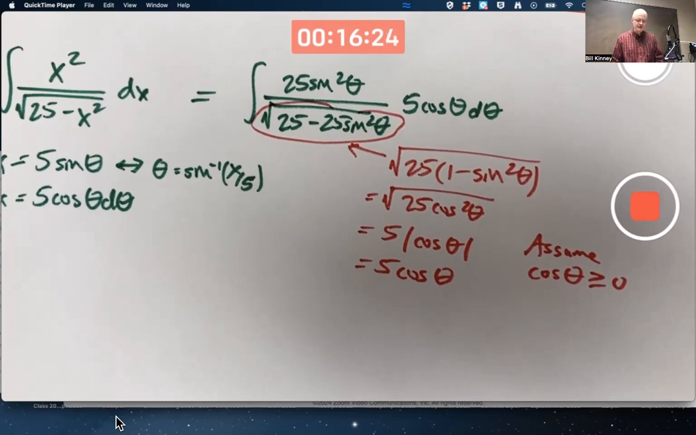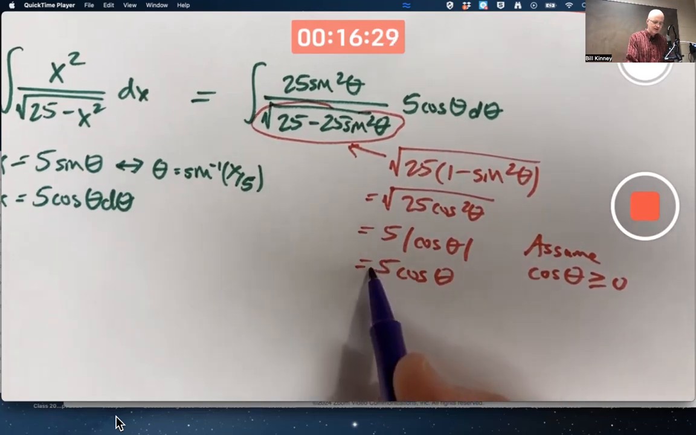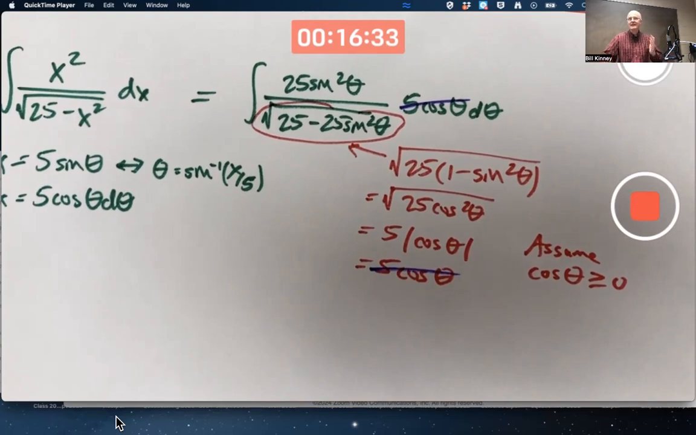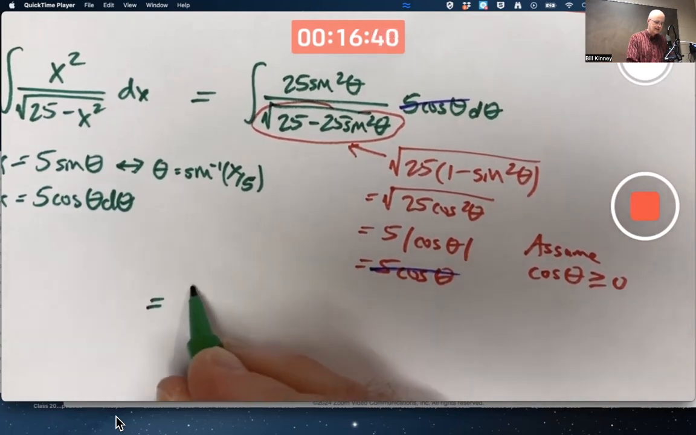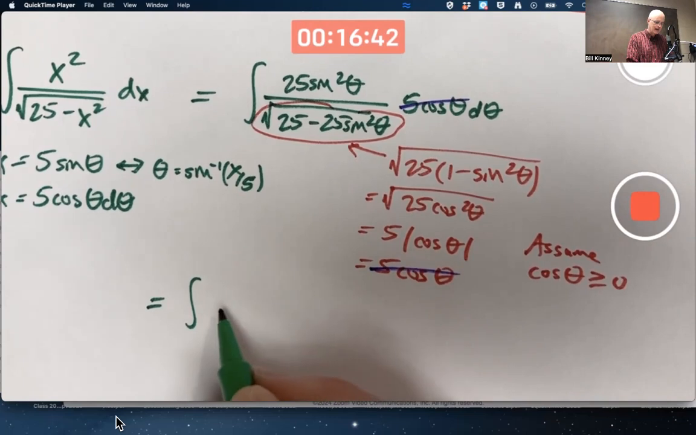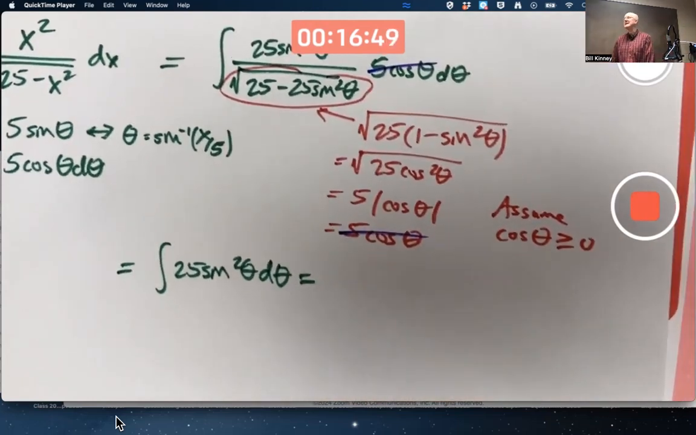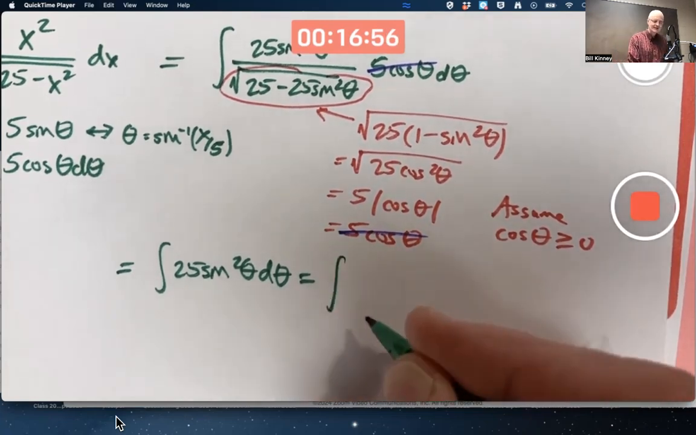If I make that replacement, then under the fraction, that 5 cos theta will cancel with this 5 cos theta. It goes away ultimately, but I need it there so I can cancel it. And what's left over is the integral of 25 sine squared theta. We've done this kind of a lot recently. Use integration by parts, or better, a trigonometric identity.